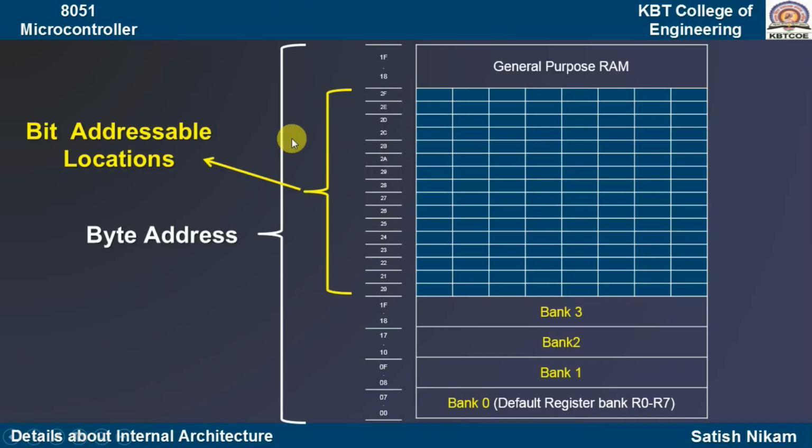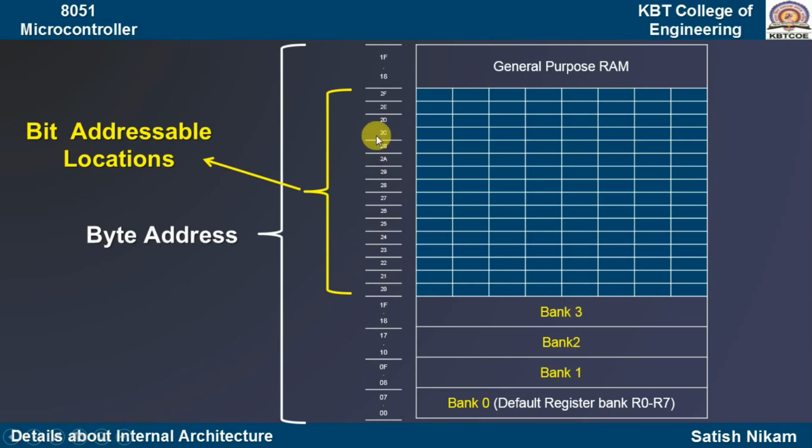This is byte addresses. As I told you, this starts from 00 to the last memory location, which is my 7F. This should be 7F. The last memory location for the general purpose area is 7F. But we will discuss the general purpose area afterward. Here remember 0 to 07, a total of 8 memory locations, are bank 0, 08 to 0F bank 1, 10 to 17 bank 2, and 18 to 1F is my bank 3.